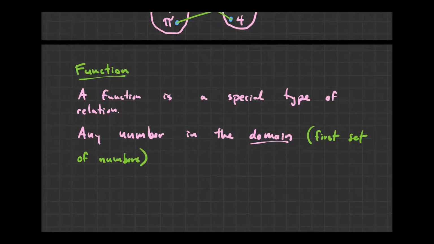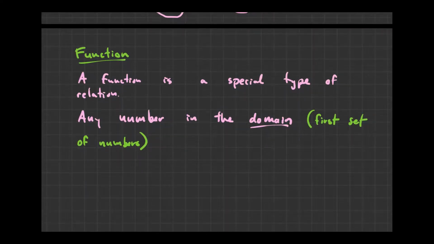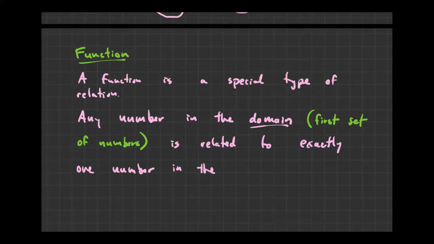So a function is a special type of relation. Any number in the domain, so that first set, is related, let me go back to pink here, to exactly one number in the range. And that is the second set. So that's what a function is. It's a special type of relation where we only have a single number at a time.